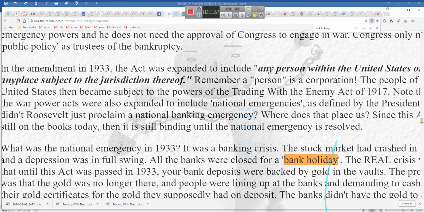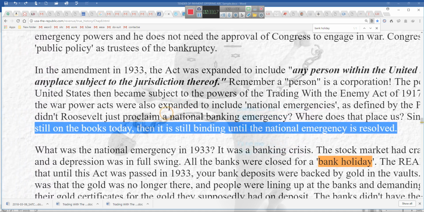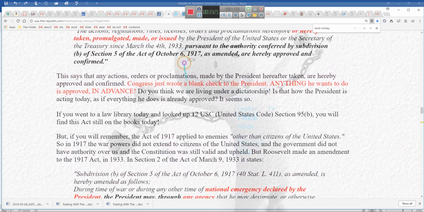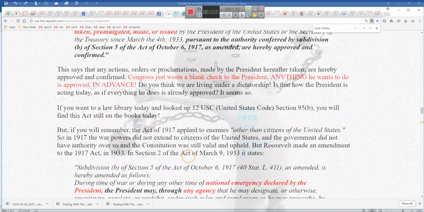And there's only one occurrence, but all banks were closed for a banking holiday. Pay attention, ladies and gentlemen. The banks were supposed to reopen on March 13, 1933. But here's the problem. With the banks supposedly supposed to reopen on the 13th, what did Congress say?